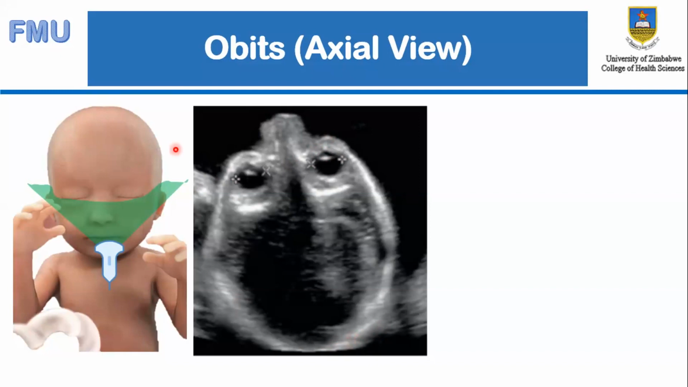So on this image now, for assessment of the orbits, we want to see the two orbits. We measure the size of the orbits, and they shouldn't be too small. The orbits should be present, and we also want to assess the interorbital distance. We should be able to fit in a single orbit between the two in order for us to say the interorbital distance is normal.